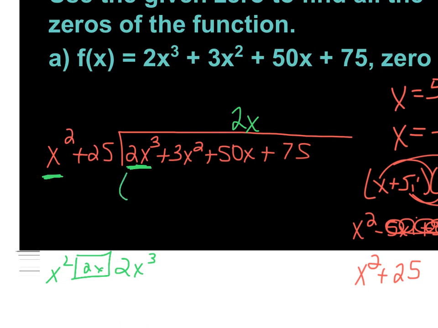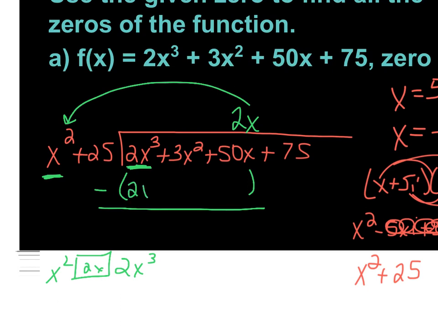So now we're going to subtract. So what is 2x times x squared? 2x cubed. I'm going to write it underneath the x cubes, okay? Now I have 2x times 25. What's 2x times 25? 50x. Where am I going to write that? Underneath the 50x. Because we're going to subtract, right? So I have to keep my terms lined up. You put 0 in the middle. Be plus or minus. Doesn't matter. I'm just going to put 0.